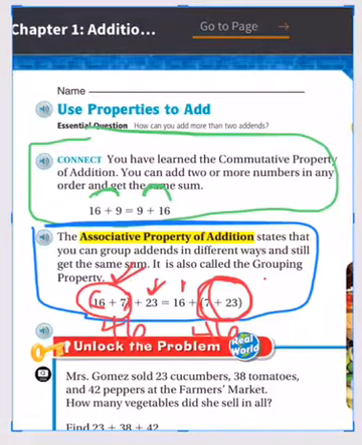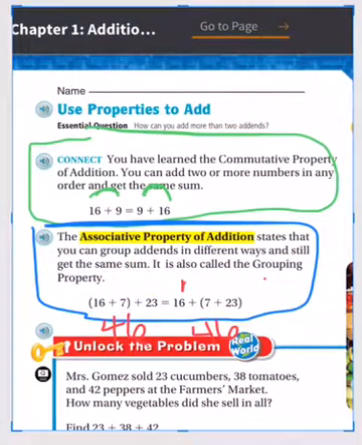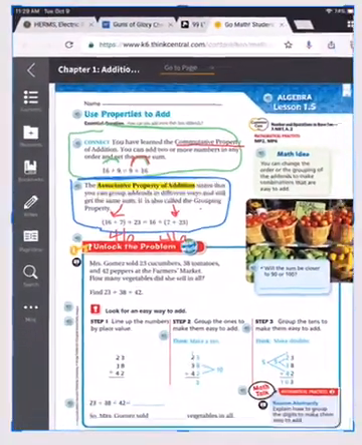So the associative property of addition tells us that we can group the addends, and they show that with the parentheses. The commutative property tells us we can just switch them around. It's important to know the difference between the two.